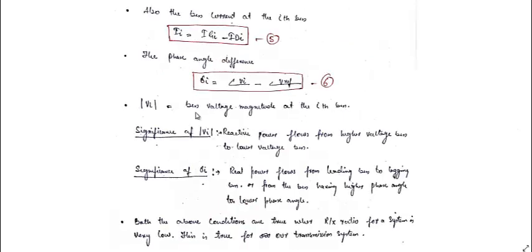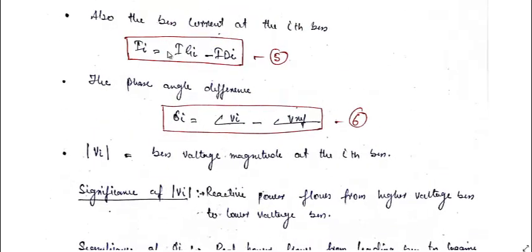Also, currents can be, we can use the KCL at the ith bus. It will be I_i equal to I_Gi minus I_Di. The phase angle can be written as delta_i equal to angle of V_i minus angle of V reference. So magnitude of V_i is the bus voltage magnitude at the ith bus.